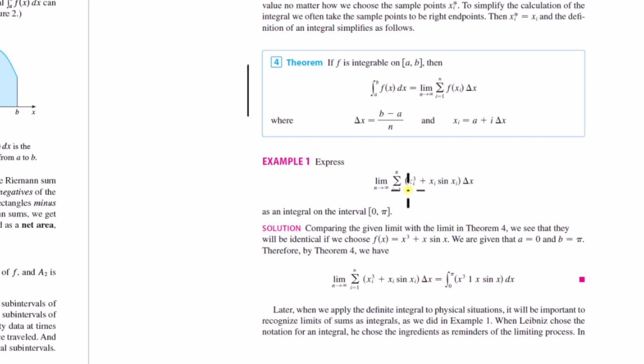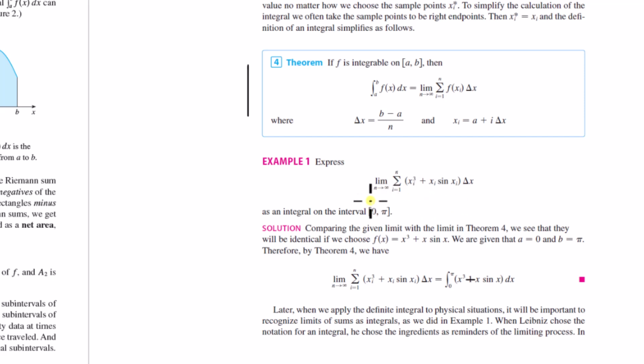You see the f of x then is x cubed plus x sine of x, and so that's what they do. The interval is 0 to pi, so the endpoints are 0 to pi. They put the integral symbol, the function, and this should be plus here, d of x, but the idea is just to point this out.